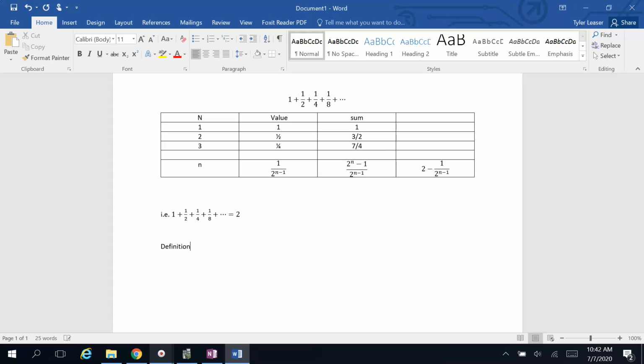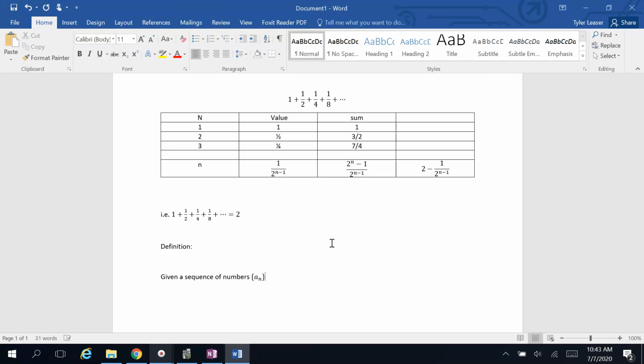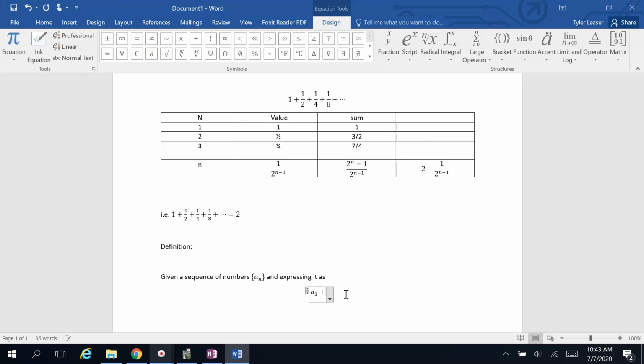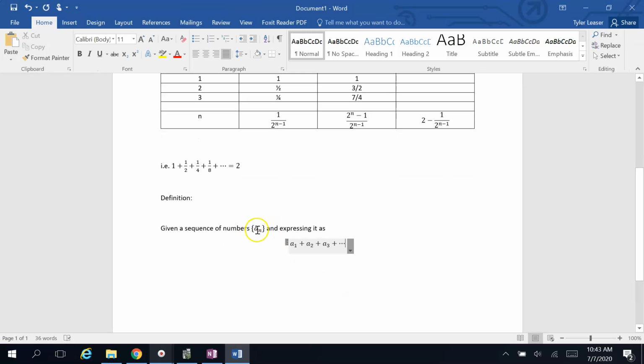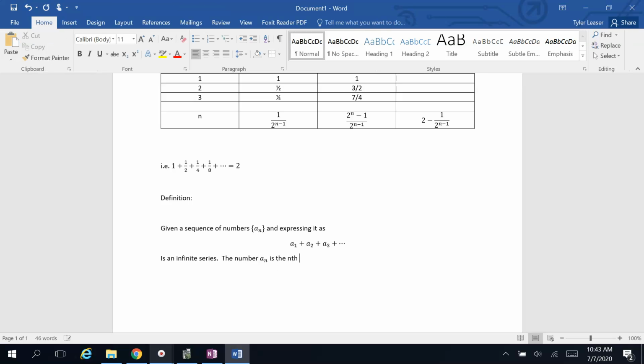So our first definition here: given a sequence of numbers, the same way we defined sequence back in section 1, and expressing this as the first sequence term plus the second sequence term plus the third sequence term plus forever. So basically expressing the sequence as a series, we call it an infinite series. Okay. The number a sub n is what we call the nth term.